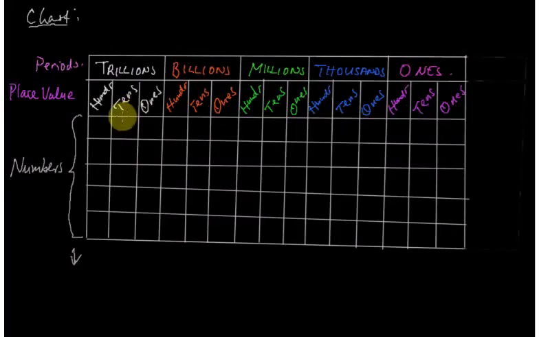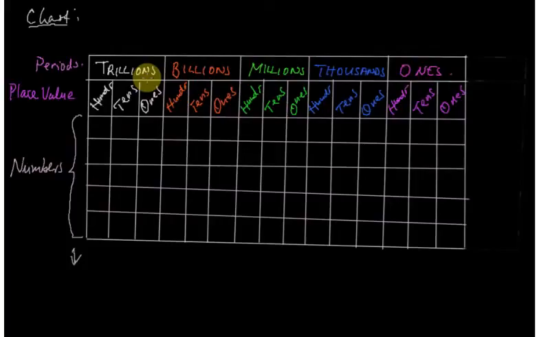Okay, so this is the chart I'm talking about. This chart is very important. These are periods. After every three digits, we are going to have one period. Place value will vary from ones, tens, and hundreds in each period. So a period of ones will have ones, tens, and hundreds. A period of thousands will have ones, tens, and hundreds. And a period of millions will have ones, tens, and hundreds. When it comes to thousands, the period changes to another name. So we have billions and then millions.